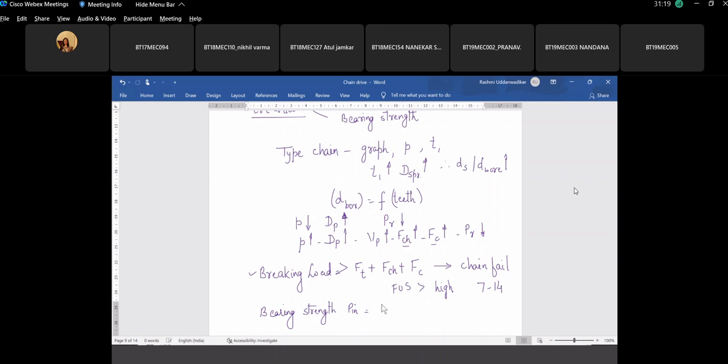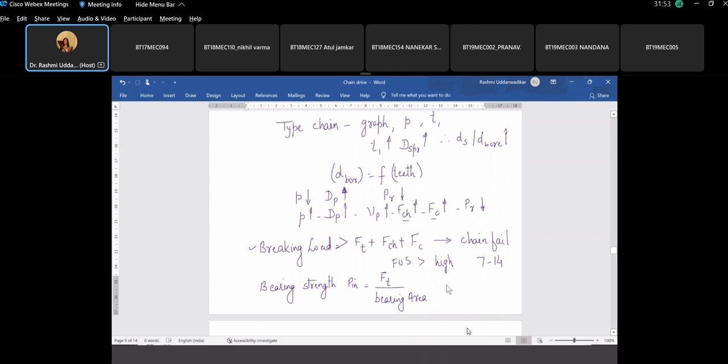And this is the load, that is FT. For the pin, the chordal action or centrifugal tension, these two components are not responsible for loading the pin. So the pin is loaded only because of the tight side tension upon the bearing area A, the bearing area of the pin. This we have to check. The bearing strength is given in the data book. We have to make sure that our strength is coming out to be greater than the permissible value.